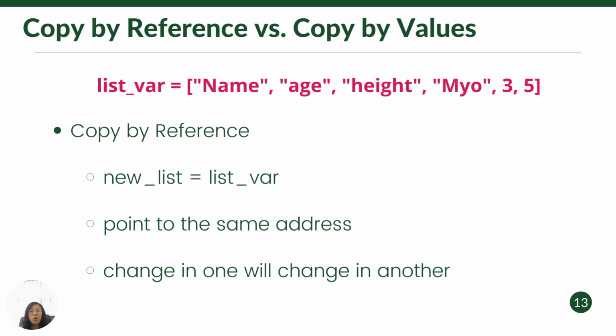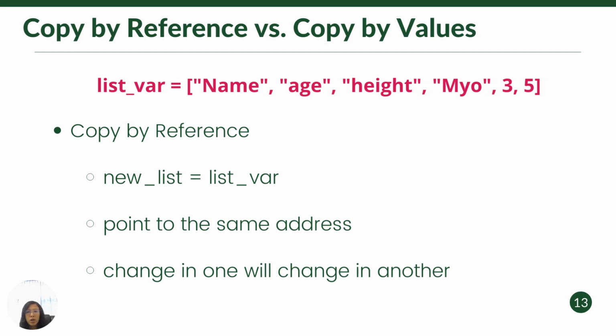Since a list is mutable, we have to be careful when we copy from one list to another. Now, I want to copy all the elements from the current list variable to a new list. So I use an equal sign. If I use an equal sign, both lists are pointing to the same address. The new list and list variable are pointing to the same address in the computer. That's why if you change one variable, it will change the second variable as well.